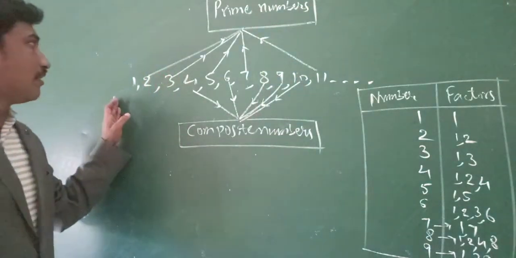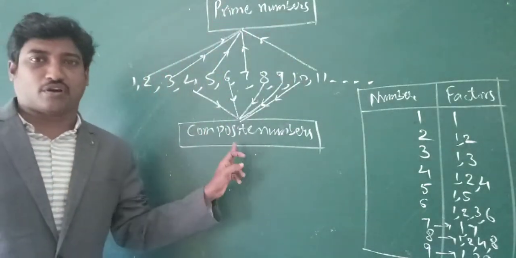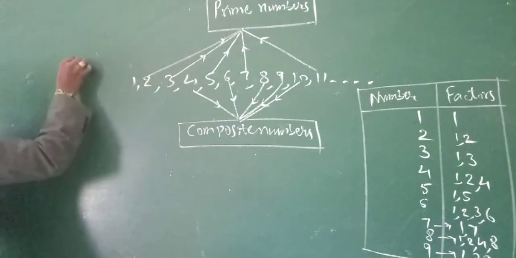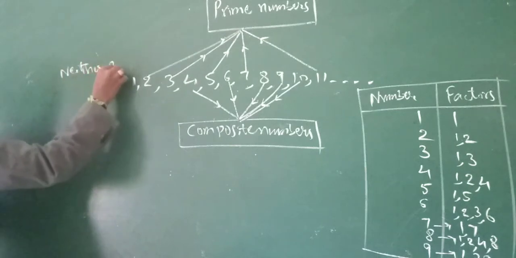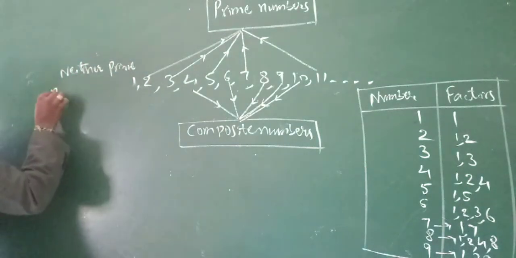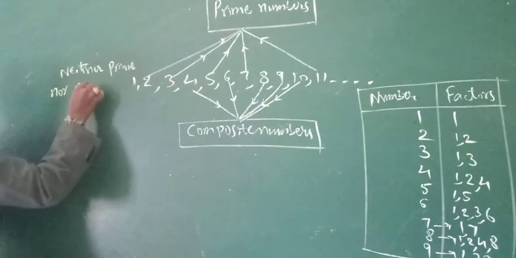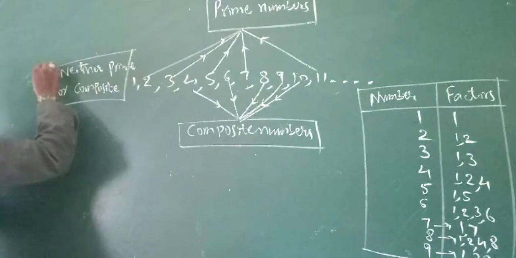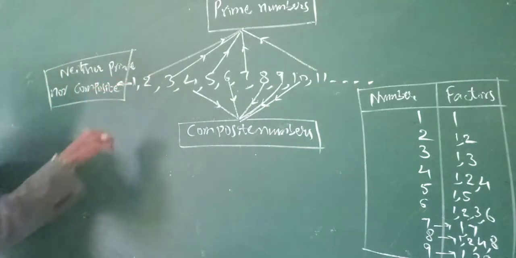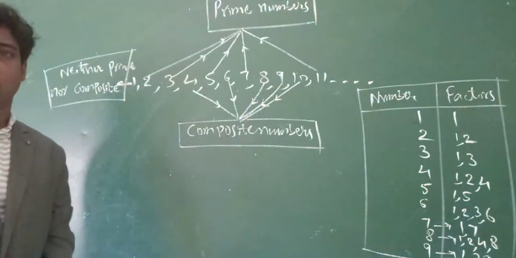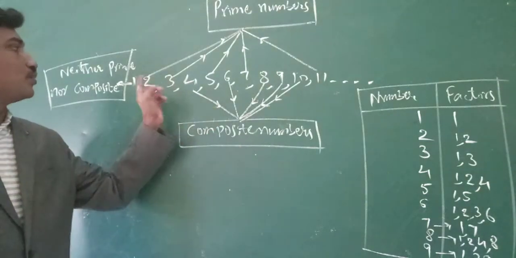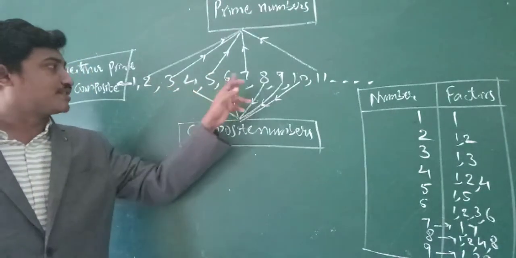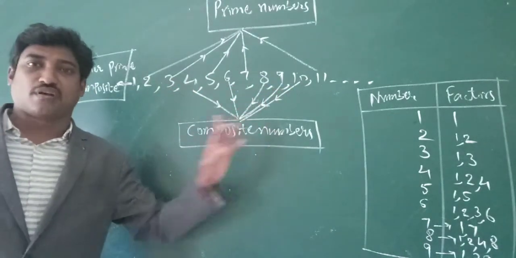What about 1? 1 is neither prime nor composite. One comes under this category. Whereas 2, 3, 5, 7, 11, these are prime numbers. 4, 6, 8, 10 and so on, these are composite numbers.